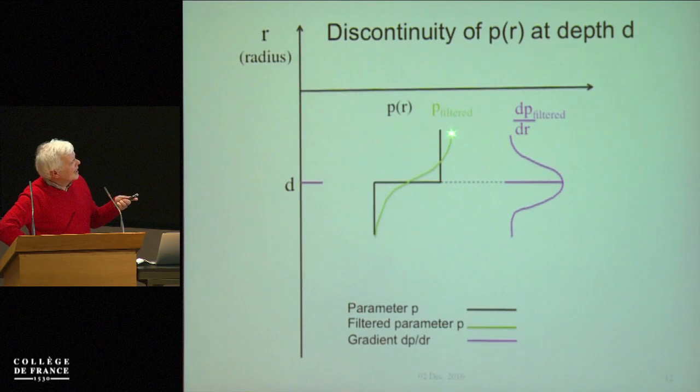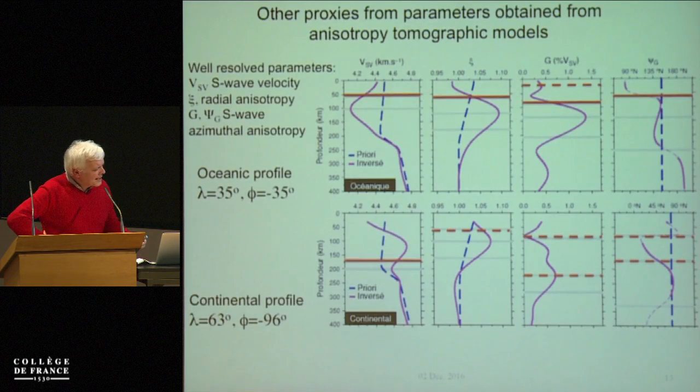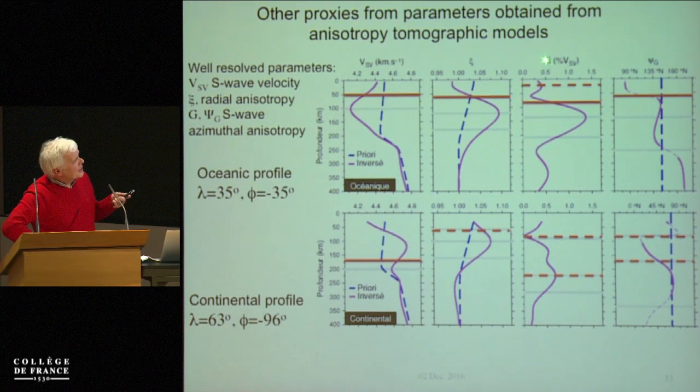As I told you, we cannot see discontinuities, but we can see the variation of the gradient of velocities, and so it is what we will call the LAB. Of course, we can consider different parameters, and I show here other proxies. We can consider VSV, by considering the gradient, that is an oceanic profile. For radial anisotropy, we put the LAB where we have a maximum of the gradient here. We can also consider the azimuthal anisotropy.